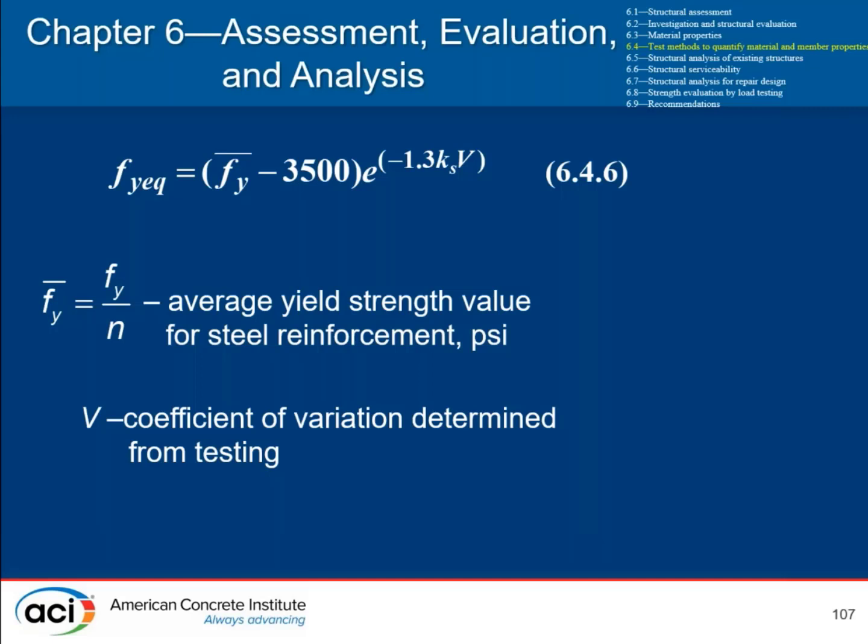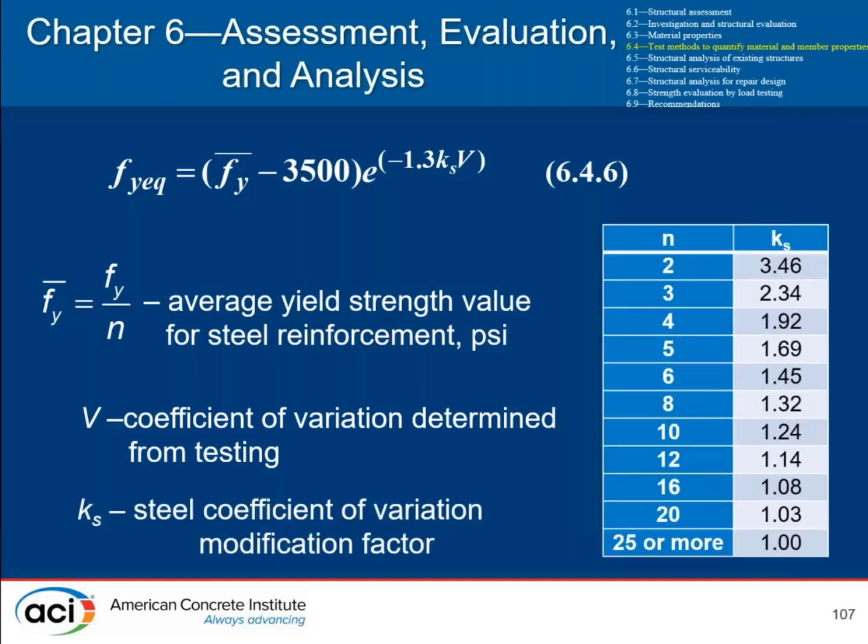And we again have the coefficient of variation of the test strengths in there. Higher coefficients of variation will give you lower equivalent to specified test strengths. And we've got, again, a steel coefficient of variation modification factor for small sample sizes. So again, it's kind of up to the licensed design professional to figure out how to optimize selecting a sample size to balance the costs of obtaining and testing samples with the conservatism associated with small test results.